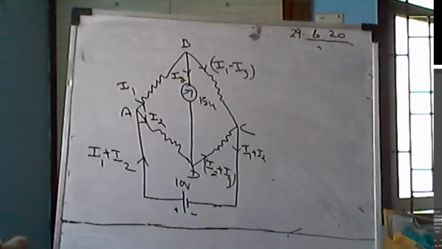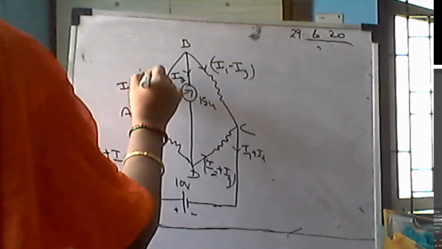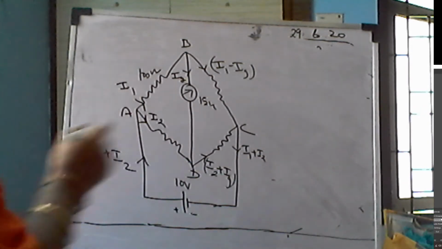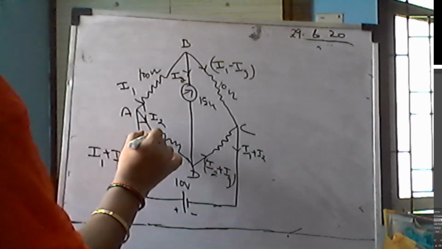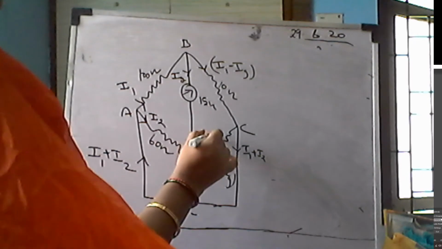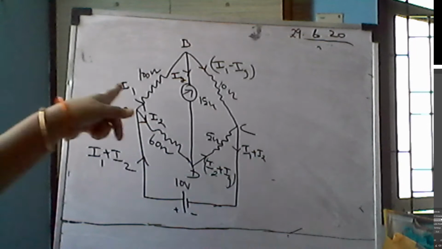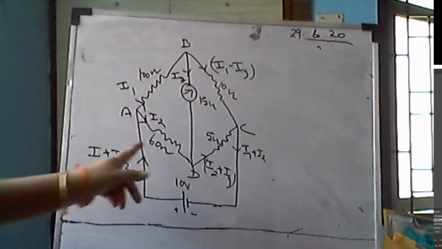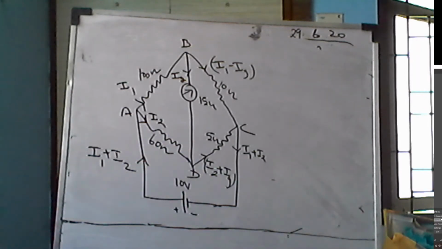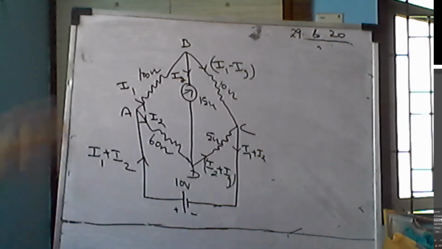Now the values are, here it is 100 ohm, here it is 100 ohm, this is 10 ohm, this is 10 ohm, this is 60 ohm, and this is 5 ohm. First you check whether the condition is satisfied. 100 by 10, that is 10 ohm. 60 by 5, 12. So it is not balanced. So you cannot consider here the current is 0. You have to consider that current only you are supposed to find out.